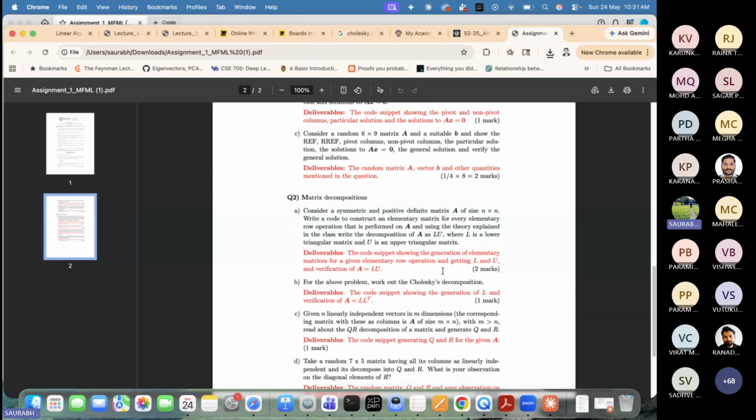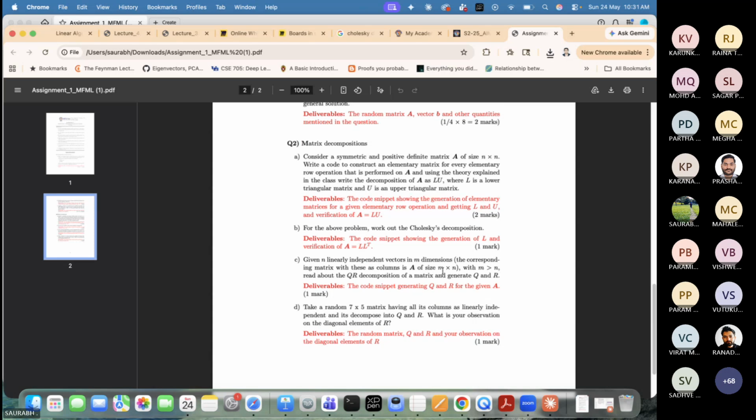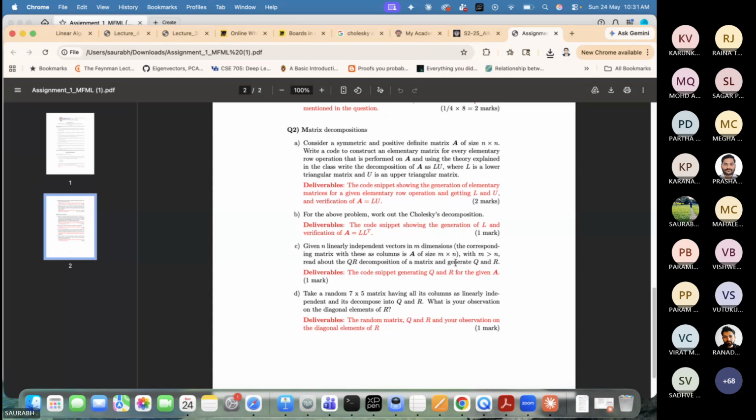And for A, B, C, and D, we follow all four? We have to solve it. Other than D, I think A, B, and C, we have to solve manually. Exactly. That's right. So A is your LU, B is your Cholesky, and C is QR decomposition. You just read about QR decomposition because this is a reading exercise. If you see, they have asked you to read about QR decomposition of a matrix and what exactly Q and R are, and then do these two parts.